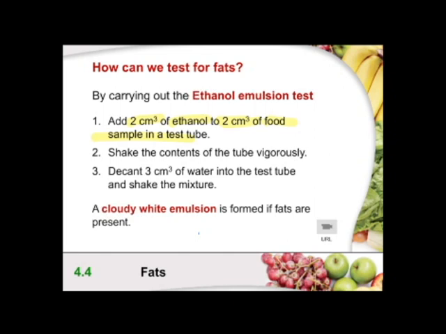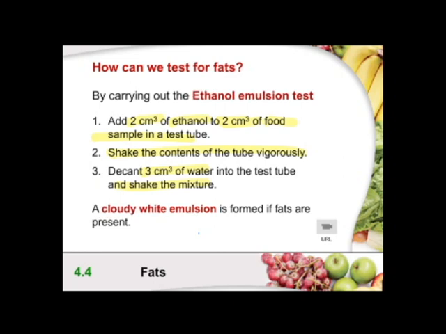Next, you shake the contents of the tubes vigorously. Why do you have to do this? Because oil is not very soluble in a lot of things. So you have to shake it very vigorously such that the contents are able to react with one another. And then you add 3 cm cube of water, and then you shake again. After you have shaken so many times, you decant, removing just the water layer but leaving whatever content is remaining.